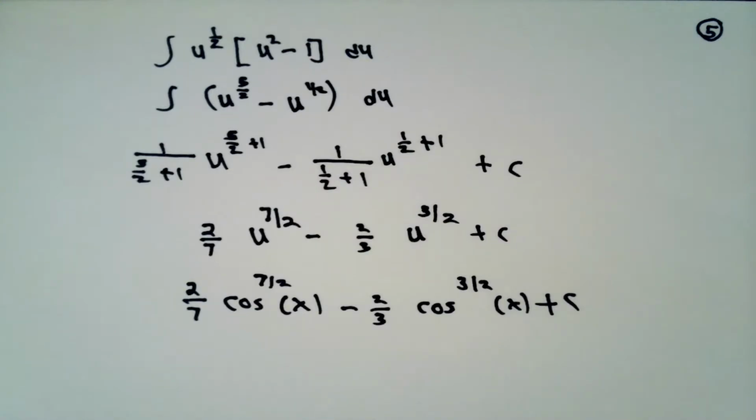U squared is u to the 4 halves. U to the 1 half times u to the 4 halves is u to the 5 halves, minus 1 times u to the 1 half power. These are now things that are easy to integrate using the 1 over n plus 1 u to the n plus 1 power rule. And then, remembering that u is an abbreviation for cosine x, we obtain the antiderivative.